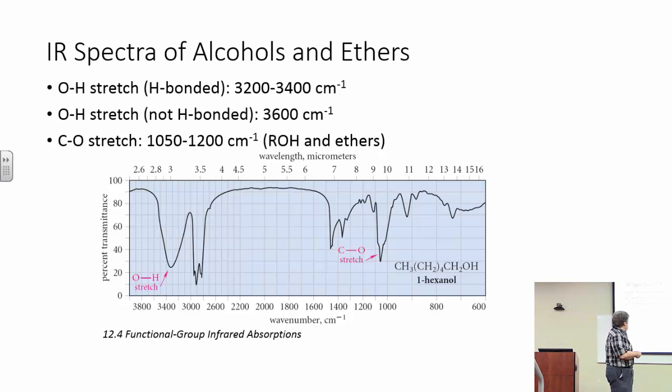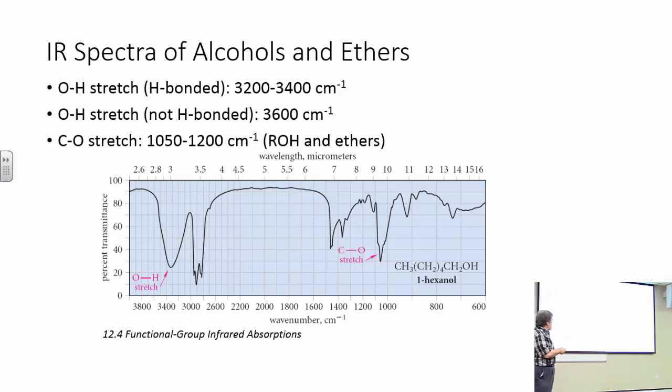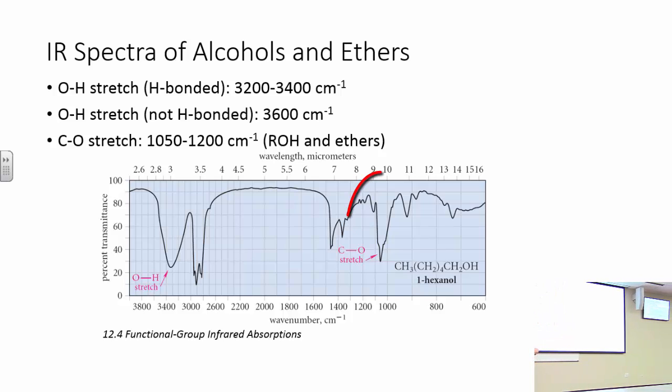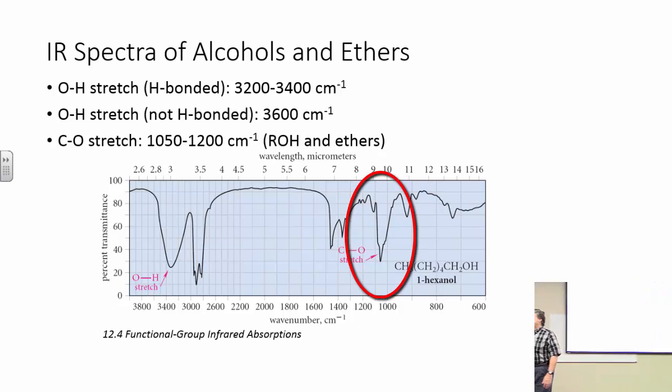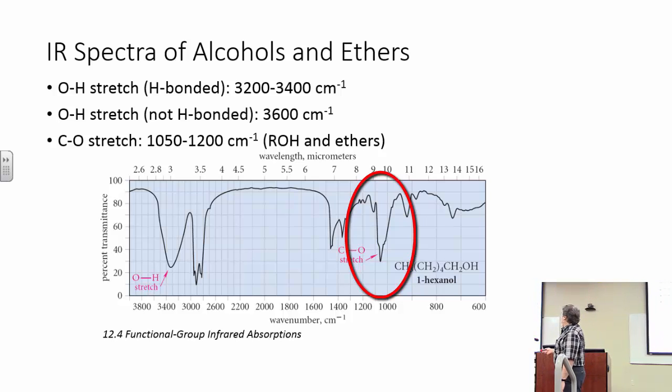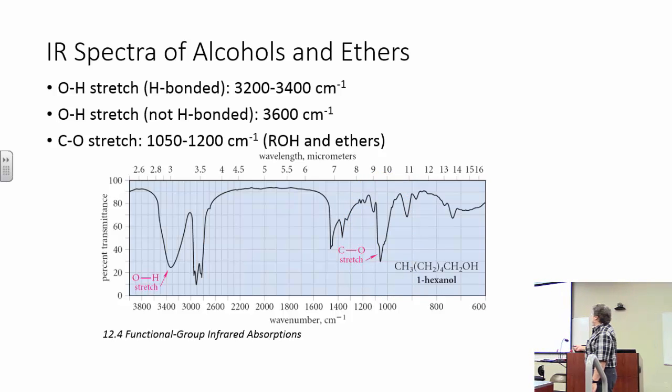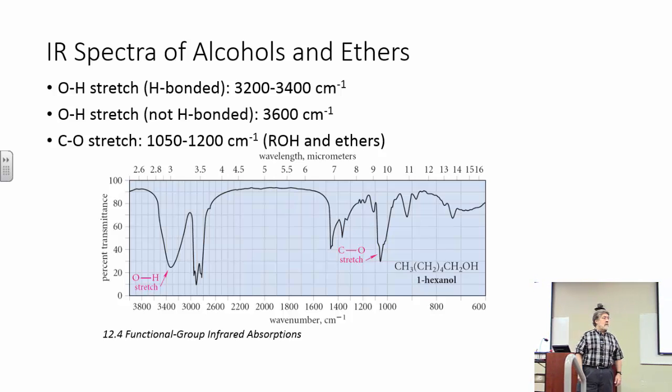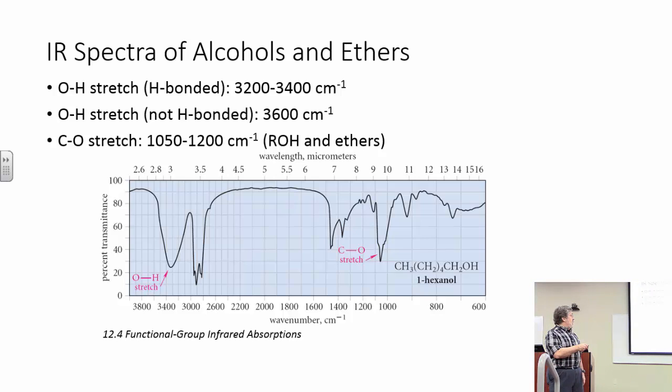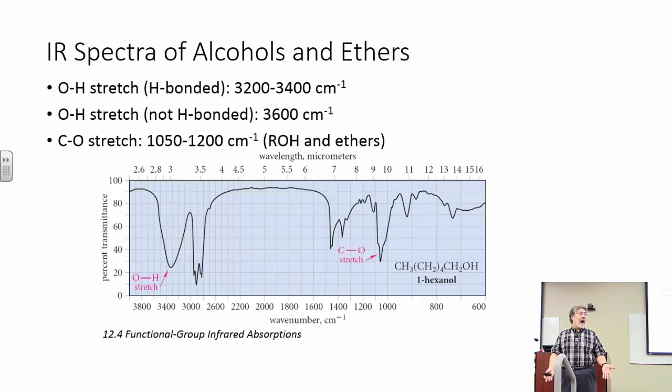Other things. Well, probably the most important other thing is this one. That's the CO stretch. It's labeled up here as being between 1050 and 1200. And also, that would show up in the case of alcohols and ethers, right? Ethers also have a CO bond, but ethers lack, obviously, the OH bond. So an ether wouldn't have this, but it would have this, okay?